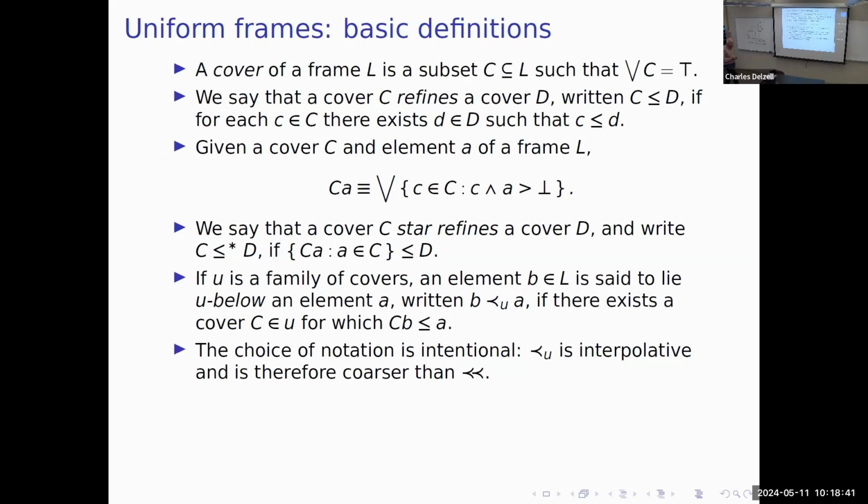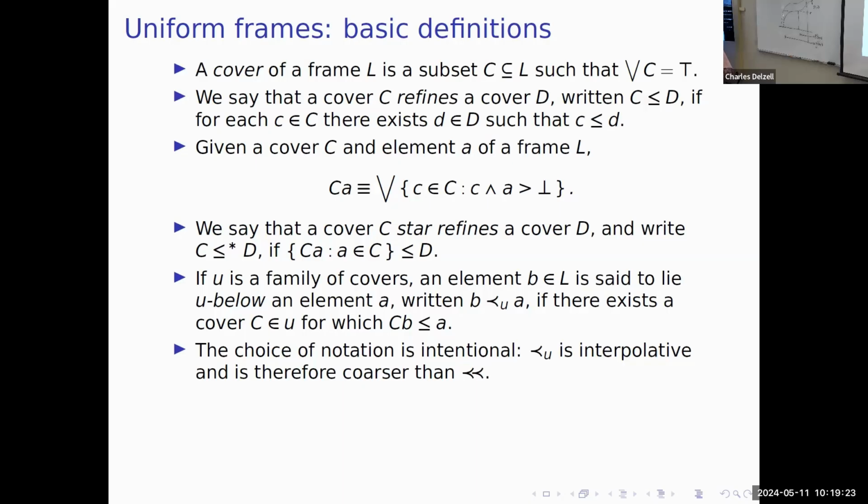Okay, so finally, let's talk about the subject of the talk, right? I have to briefly remind you of what a uniformity is, and I'll do that as quickly as possible. A cover of a frame is nothing more than a subset which joins to the top. One cover refines another if every member of the finer cover is contained in a member of the coarser. For a given cover and a given element, we can form what's called C times A. What is that? Well, that's just the join of all the members of the cover which meet A.